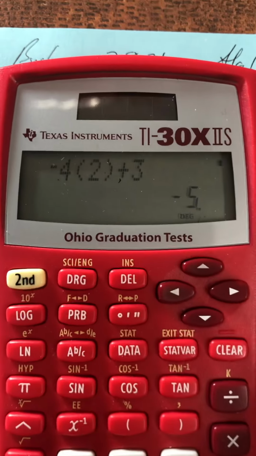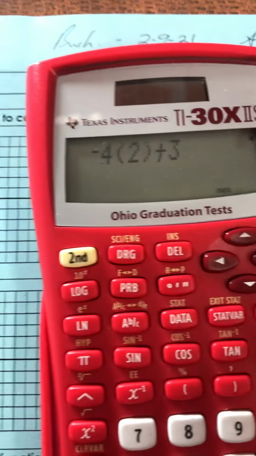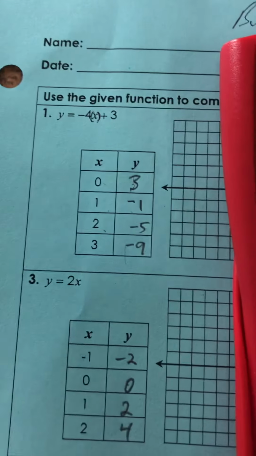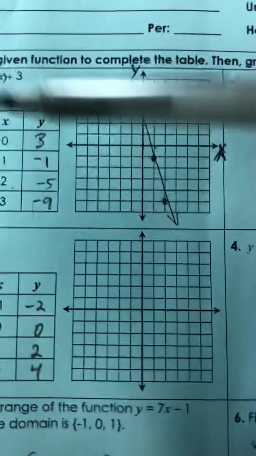And then I hit equals, and I got negative 5. And then I go to 3, and you can guess I just use the back button. Type in 3 instead of the 2, and now I got negative 9. So you could do it on a regular calculator also. You're just going to have to plug it in each time.